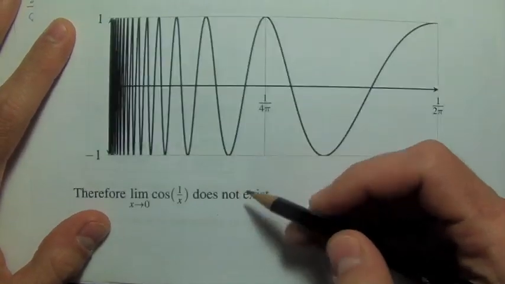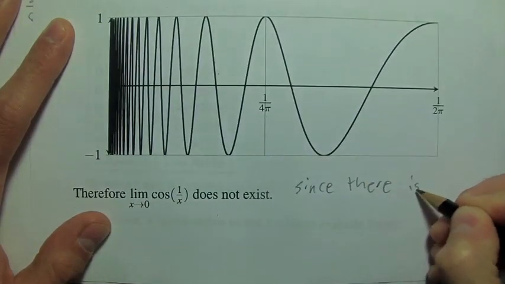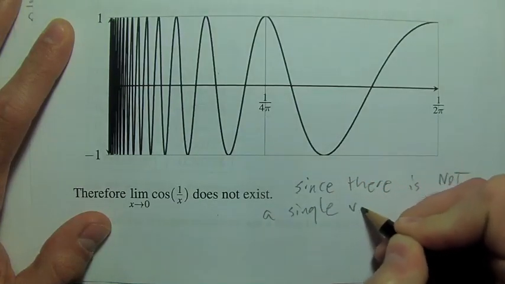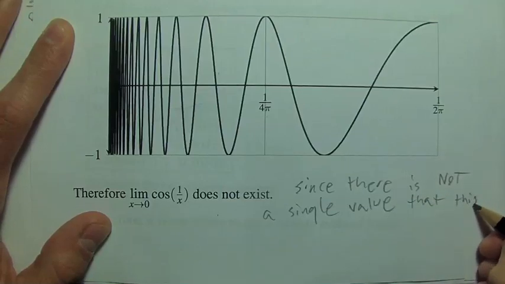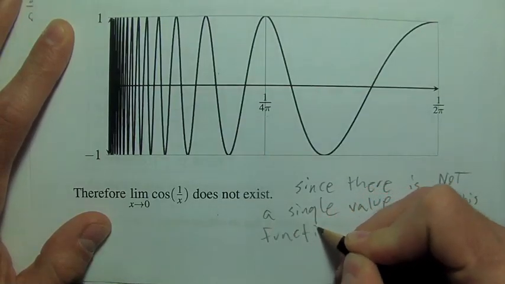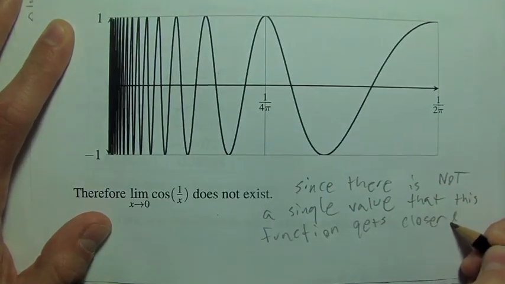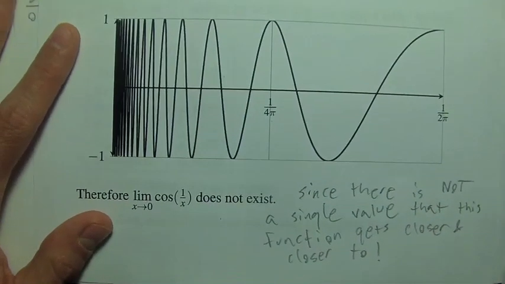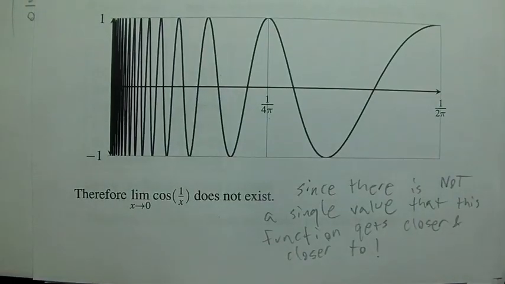The limit does not exist since there is not a single value that this function gets closer and closer to. That's what we need for the limit to exist. We need, as x gets closer and closer to 0, f to get closer and closer to a number, and here, that's not happening.